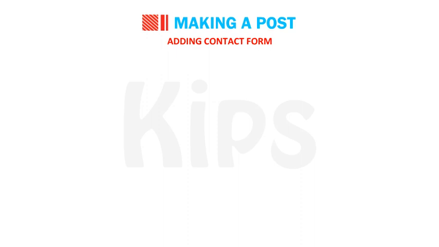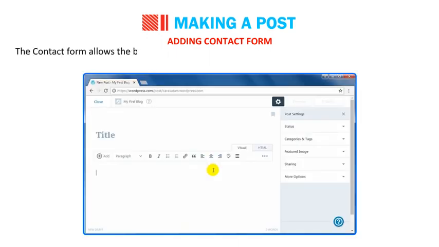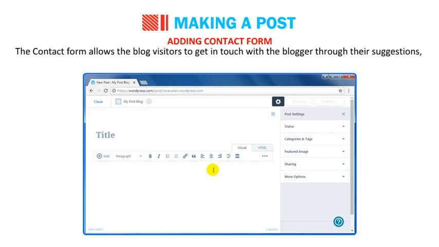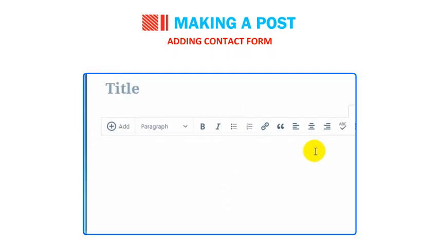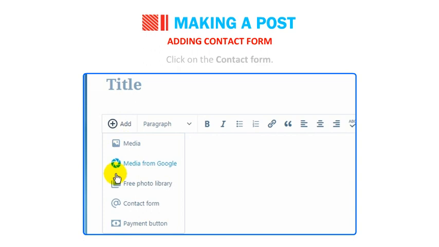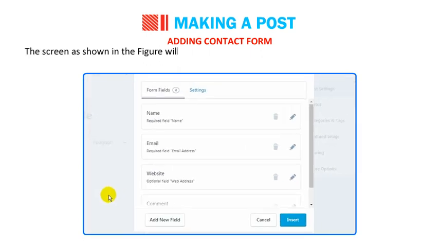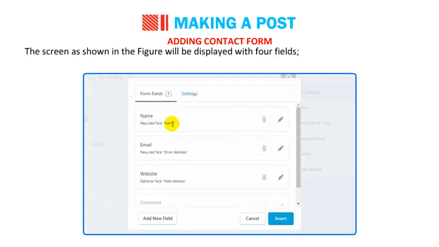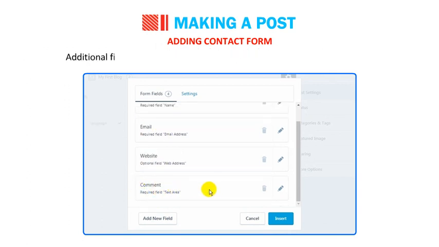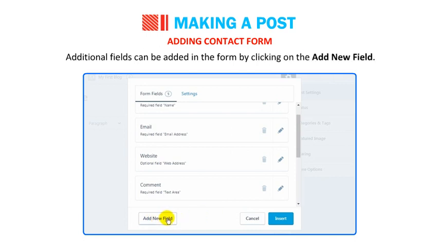Adding contact form. The contact form allows the blog visitors to get in touch with the blogger through their suggestions, feedback and comments. Click on the contact form. The screen as shown in the figure will be displayed with 4 fields: name, email, website and comment. Additional fields can be added in the form by clicking on the Add New field.